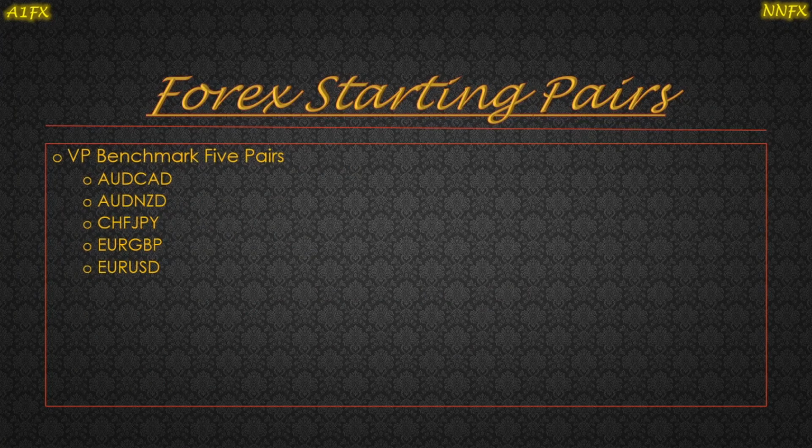Now I'm pretty sure you're asking the question, okay, A1 Ingram, I got my algorithm, I got my MT4, what pairs do I actually trade? Well, the pair that you first start backtesting on, you're not going to be trading for a minute. The pairs that you actually start trading are Aussie CAD, Aussie NZD, Swiss JPY, Euro Pound, and Euro Dollar. These 5 pairs are what VP listed as the benchmark, because they show almost every market condition you will be able to face.